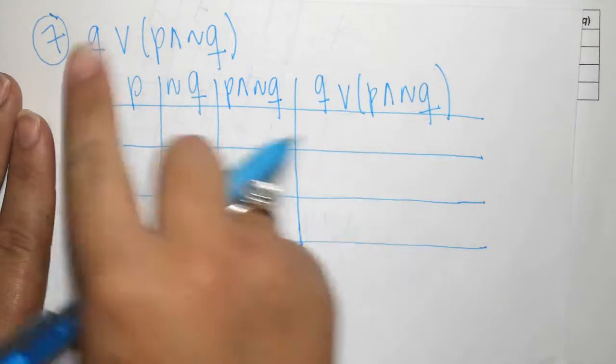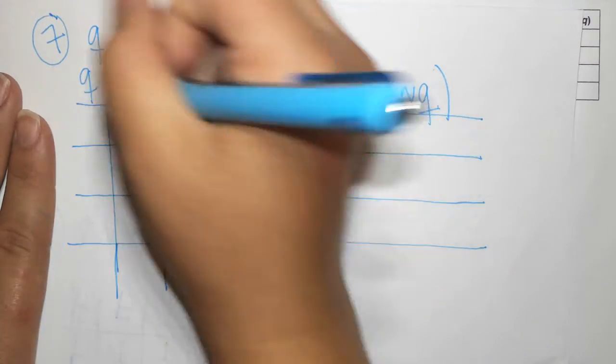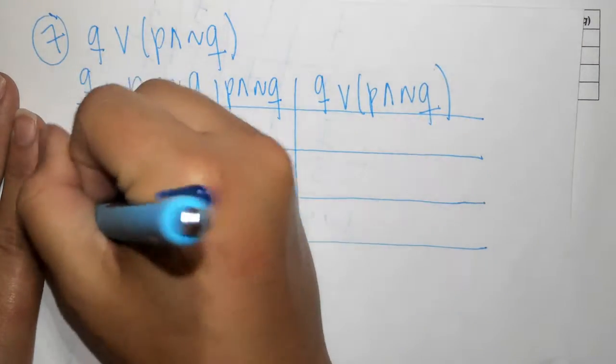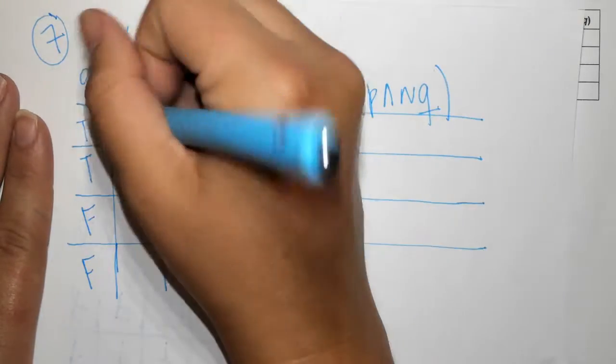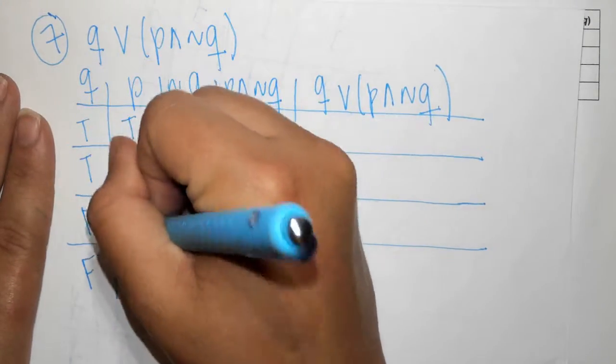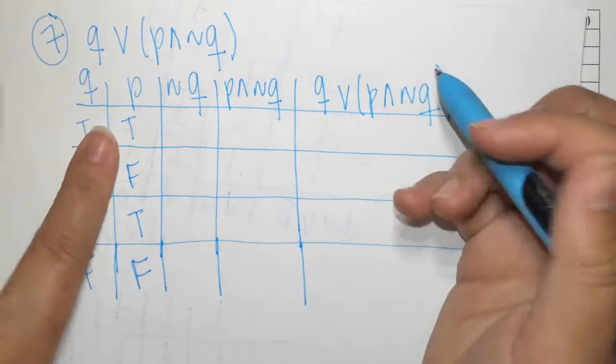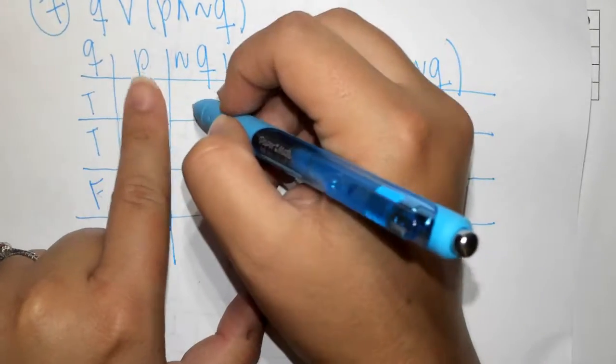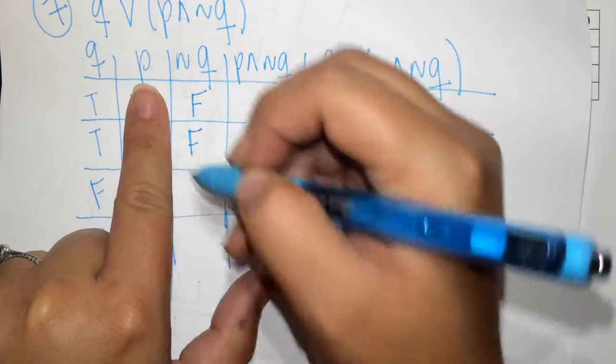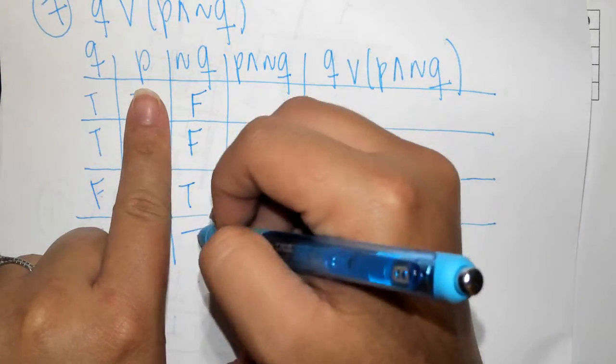Okay. So, our first two columns say the exact same: true, true, false, false; true, false, true, false. Now let's do the negation of Q. The opposite of true is false. The opposite of false is true.